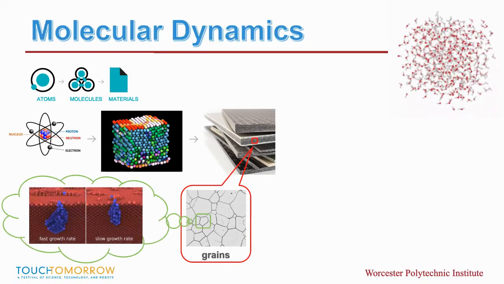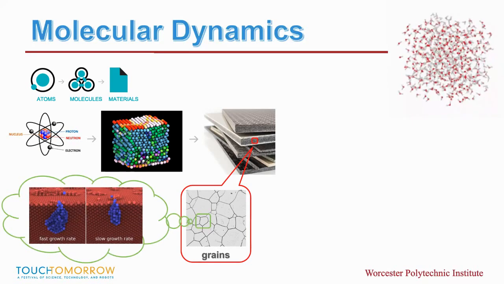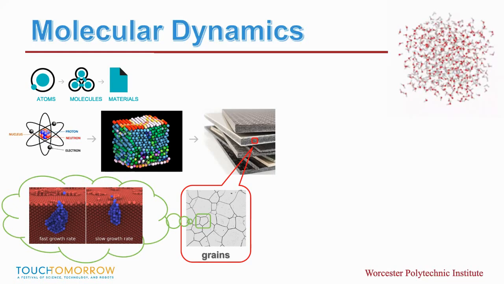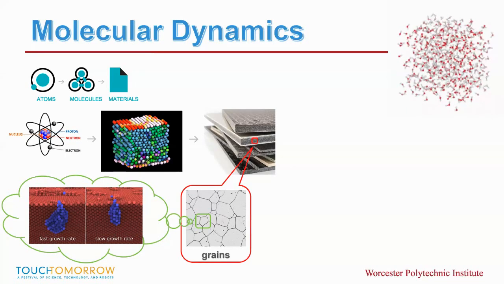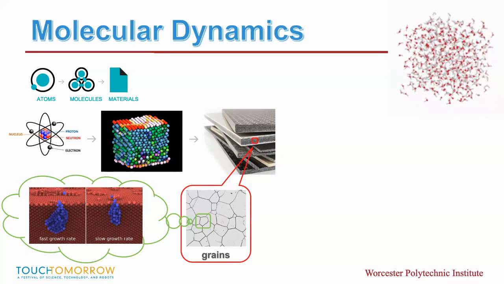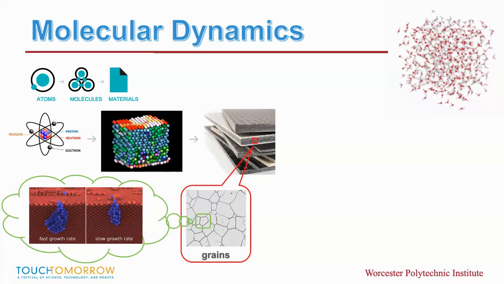Through molecular dynamics, we can simulate the process and rate of grain growth and calculate the average size of grains under certain experimental conditions, then estimate the properties of this material.